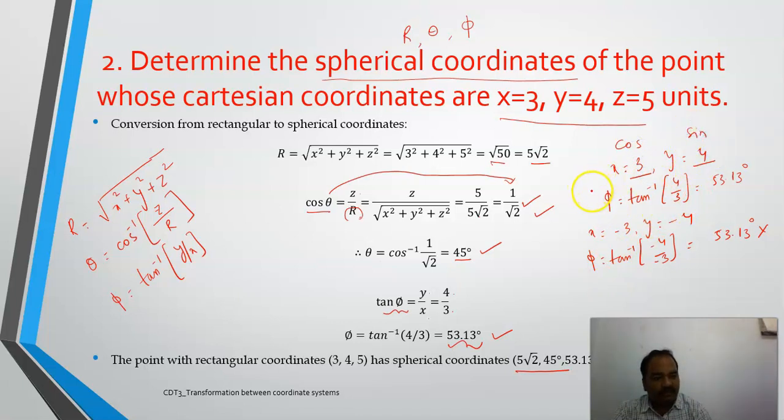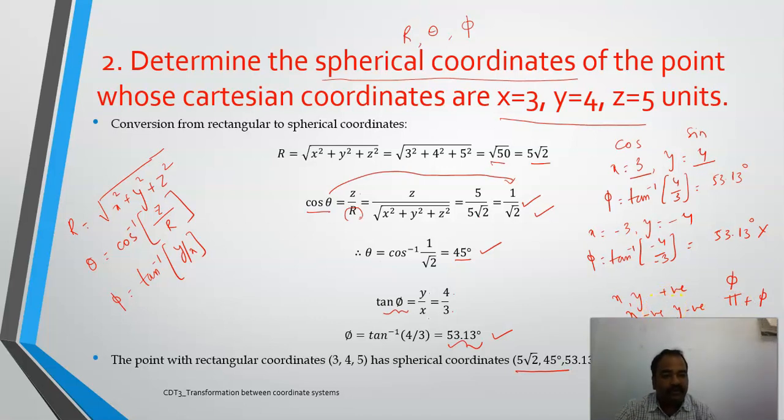So whenever you are computing phi, my simple suggestion for you is, if both x and y are positive, you will take it directly as phi. If x is negative and y is also negative, you take it as phi plus pi, because the quadrant must be cos negative, sine negative, so it must be in the third quadrant.